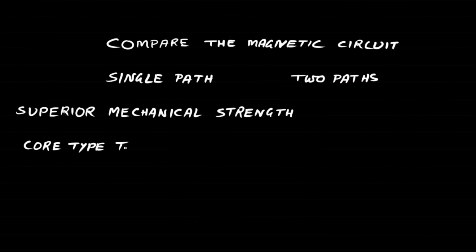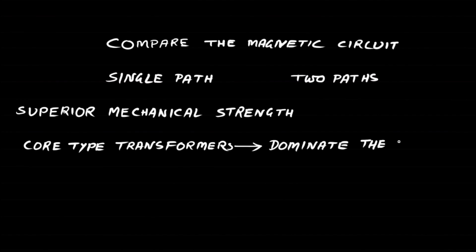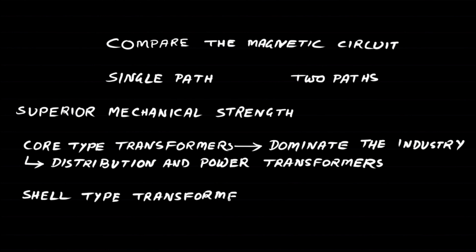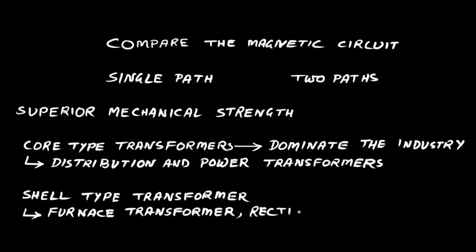Core-type transformers dominate the industry, especially for distribution and large power transformers. Their simplicity, ease of manufacturing, and better cooling characteristics make them ideal for most applications. Shell-type transformers are preferred for low-voltage, high-current applications, and where superior mechanical strength is required. They are commonly used in furnace transformers, rectifier transformers, and special-purpose industrial transformers.